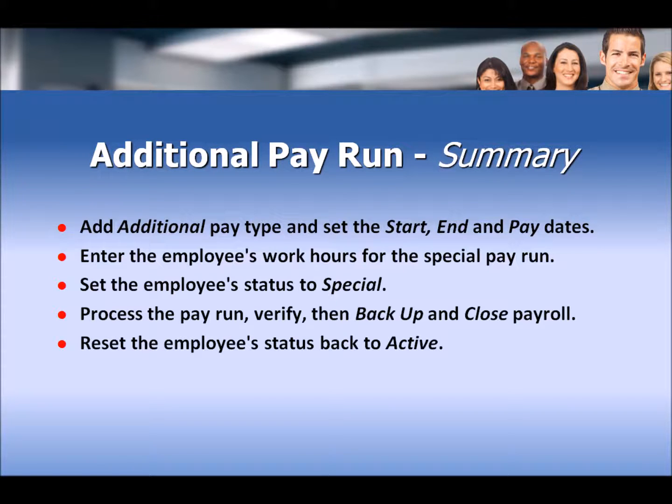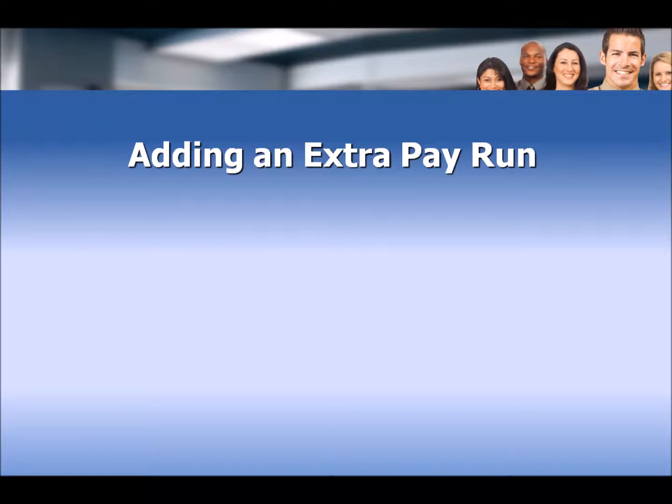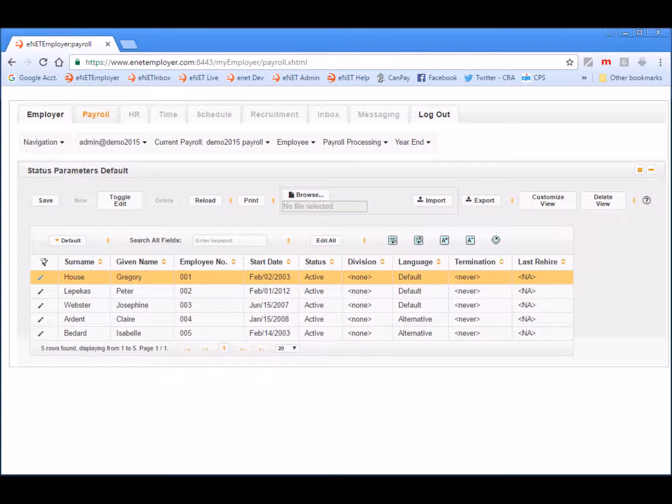And finally, we reset the employee status back to active so that they would not be mistakenly included in any subsequent special pay run. We'll now continue with the lesson and discuss the steps involved in adding an extra pay type. For the next part of our lesson, we will add an extra pay run in order to pay an employee who is being terminated but who has already worked some hours into our next normal pay calculation.